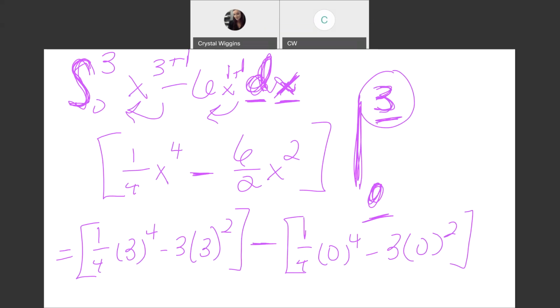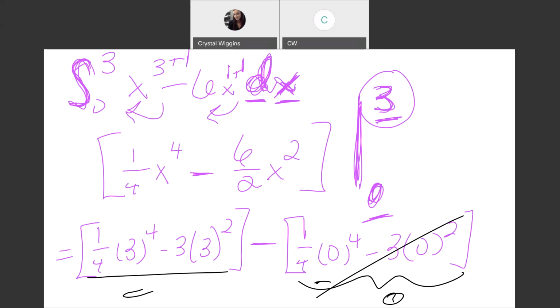Okay, then you just pop this into your calculator. So we have 1/4 times 3 raised to the 4th power minus 3 times 3 squared minus 0. Essentially, this right here is 0, so we really don't need to look at that at all. And this first part comes out to be negative 6.75. Knowing that this is a negative area, we know that there is more area under the x-axis than there is above the x-axis. So negative 6.75 is the answer to this integral.